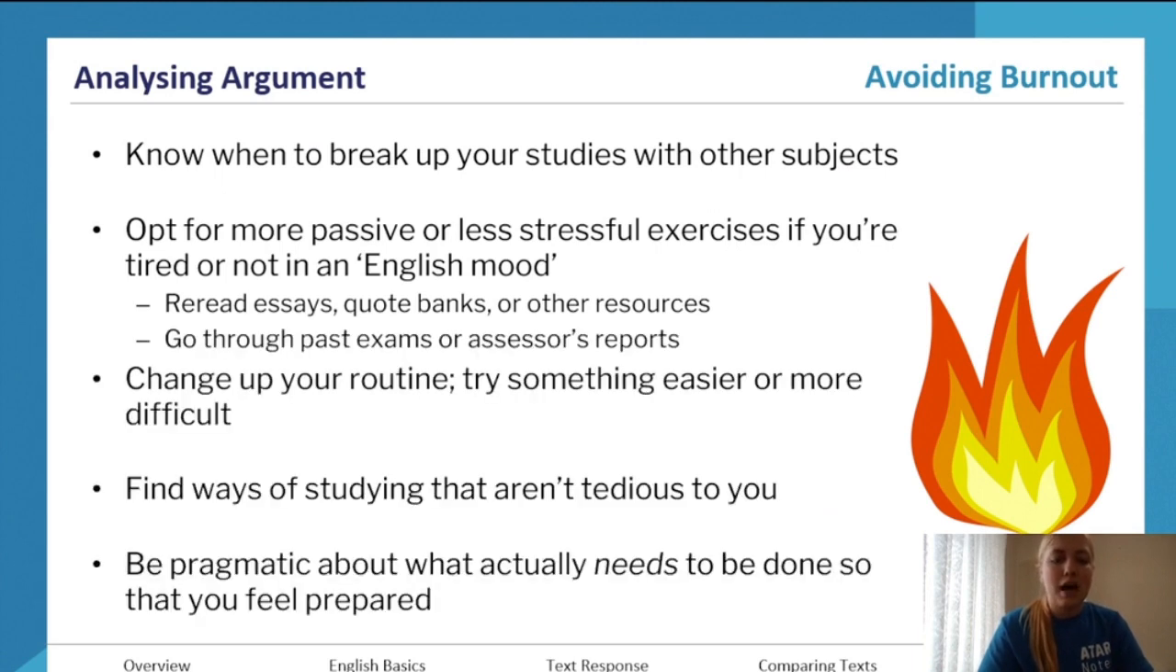So guys, with exams approaching, try to decide how much study you will devote to the English versus your other subjects and try to prevent being burnt out. Don't always write essays. If you're not in an English mood, there's other things you can do. Reread and feedback your old essays and get ideas from them. Make those quote banks, those mini analysis points and those summary notes.